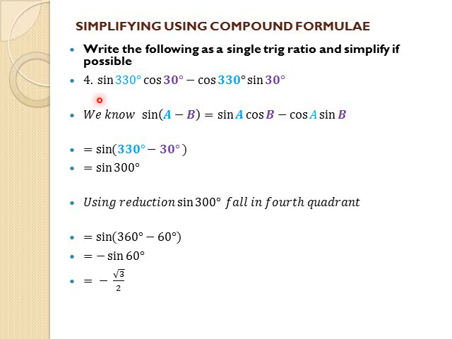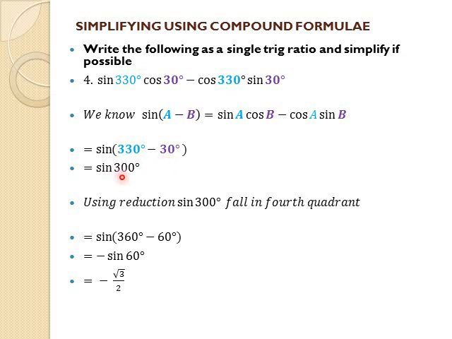Alright, so we have sine 330, cos 30, cos 330, sine 30. As soon as I have sine, cos, cos, sine, I'm working with the sine compound angle. So sine (A minus B) equals sine A cos B minus cos A sin B. Again, you can see the angles are corresponding, and the minus stays minus. So in the place of A, I write 330, and in the place of B, 30 degrees. So sine (330 minus 30) gives me sine 300.